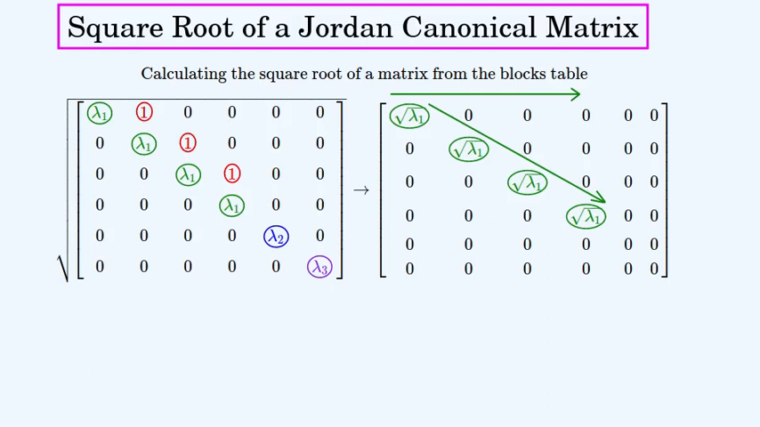Now to make a function that can use the Jordan blocks table to create the square root of the matrix. We'll make a function with 2 loops for each Jordan block.